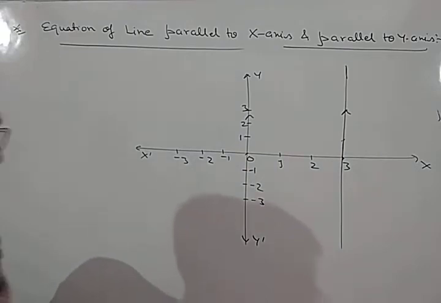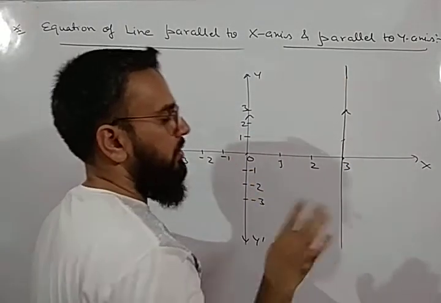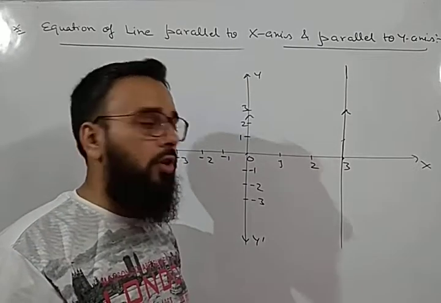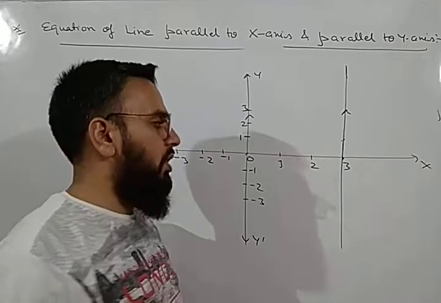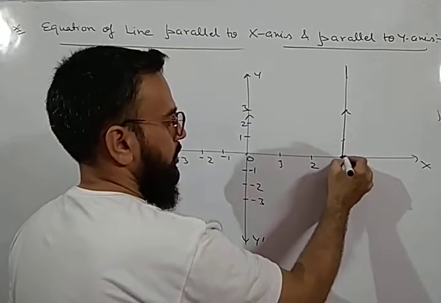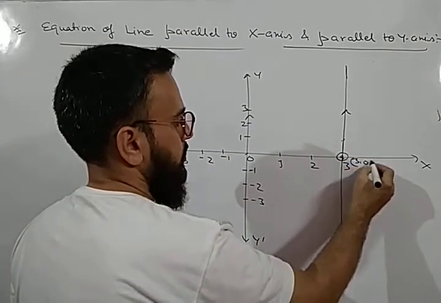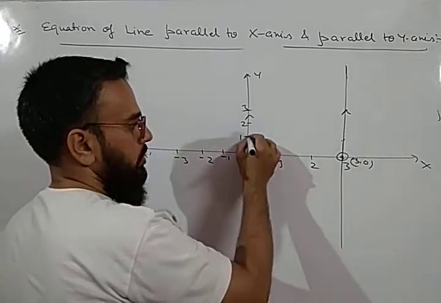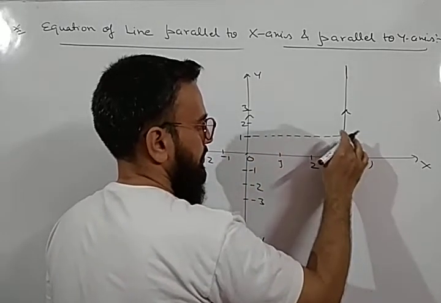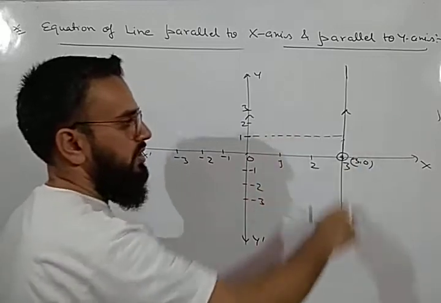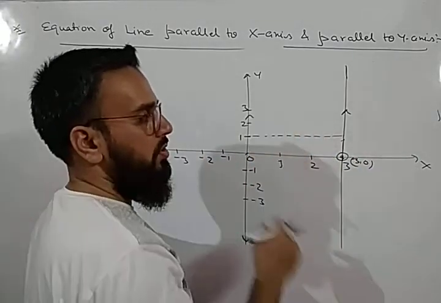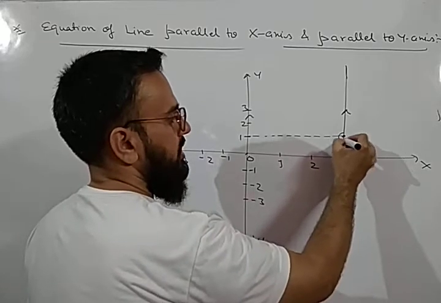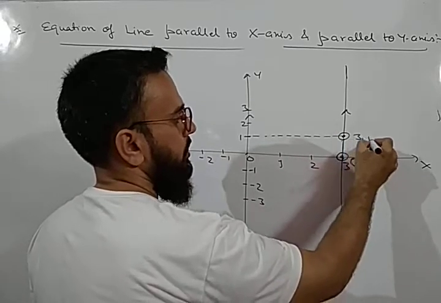Now if we consider the ordered pairs on this particular line, if we find out the coordinates of this line, then what will be the coordinates? The coordinate of this point will be 3, 0. Because this is a parallel line, all the points will be at an equal distance from y-axis. The perpendicular distance will be constant.